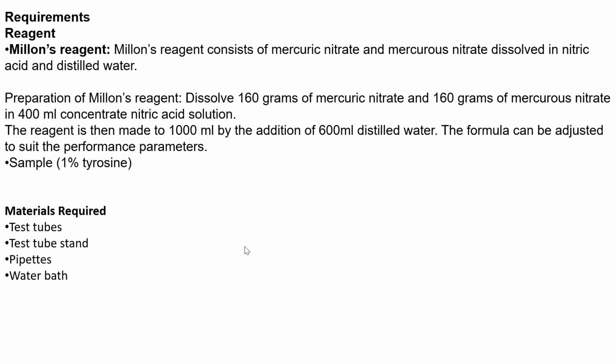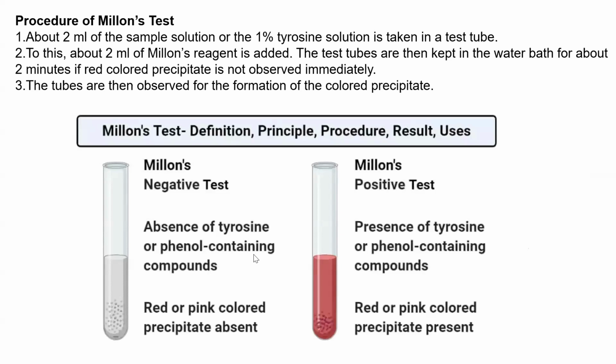So these are the reagents and the materials that are needed in this test. We have the Millon's reagent, and then the preparation of the Millon's reagent, and then the materials. So these are the first things needed in the Millon's test.